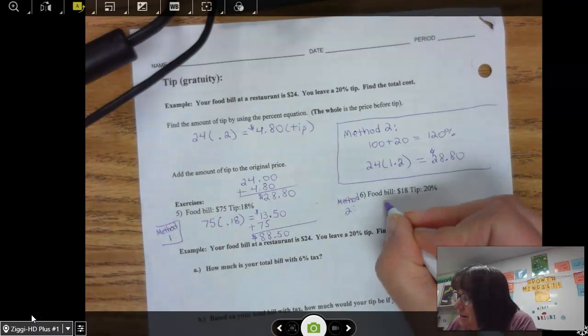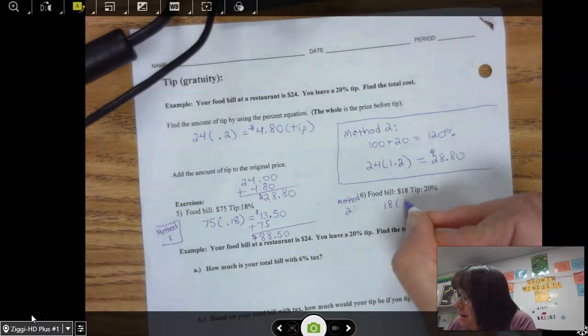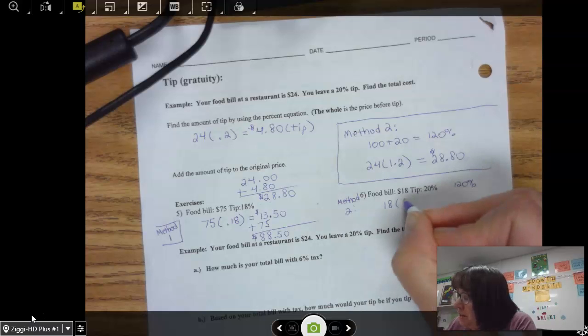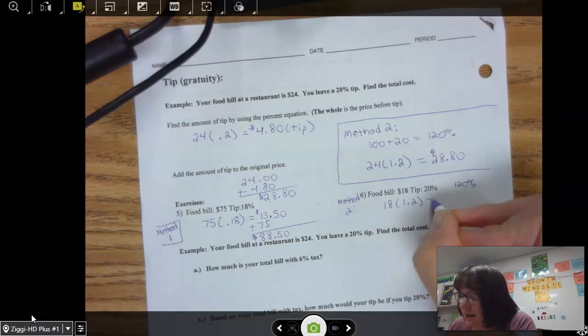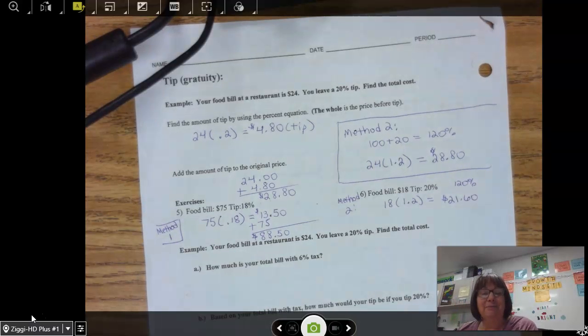So I take 18 and I'm going to add 20% onto 100, which gives me 120%, which is going to be 1.2. And 18 times 1.2 gives me $21.60. So method 2 kind of just eliminates a step. You can do it all in one step instead of 2.